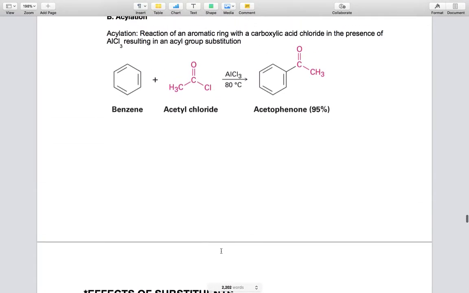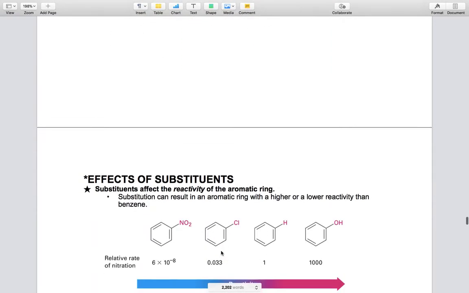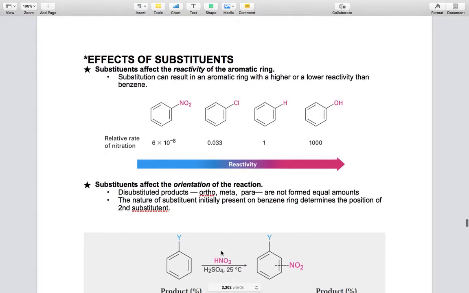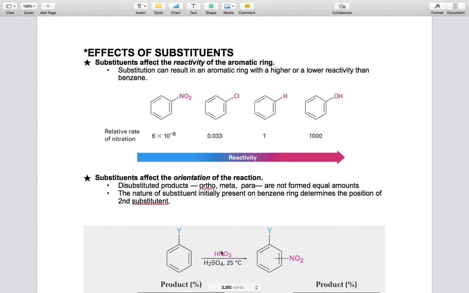The additional notes I'm going to give you regarding aromatic reaction are the effects of substituents. Substituents can affect the reactivity of the aromatic ring as well as the orientation of the reaction.